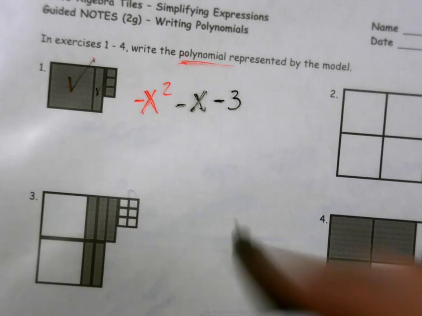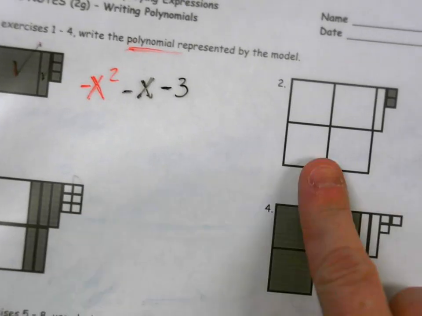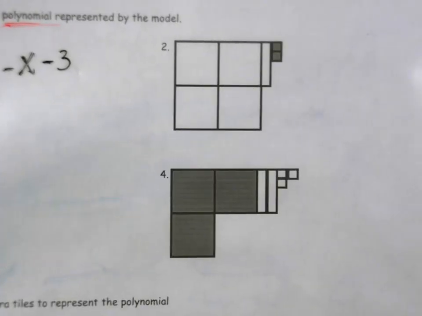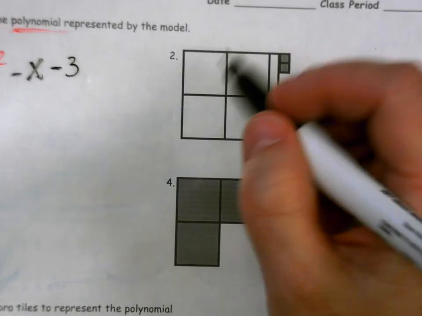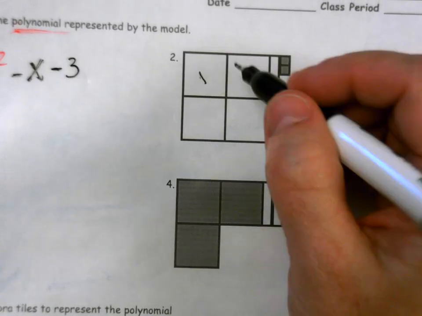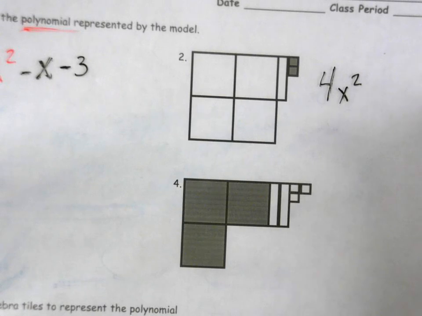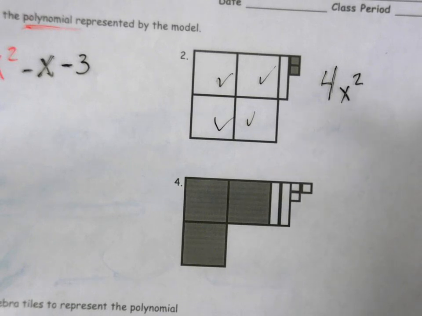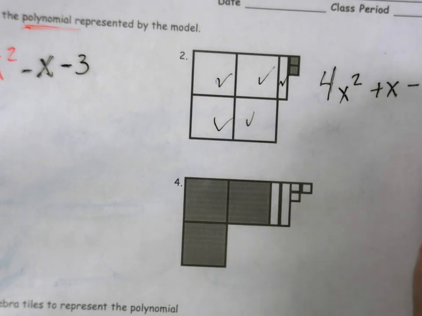Are these already all grouped together? Yeah. Simplified? Yes. Okay. Now what about this one over here? So one box is 4x squared. Yeah, 4x squared and then plus x. Okay, so that does all these big ones. I'm just check marking them so I know I got them. I counted them all. Plus x, plus x, and then minus 2.